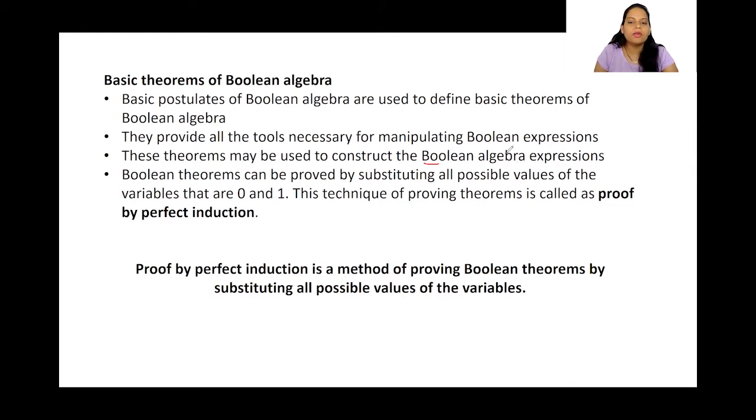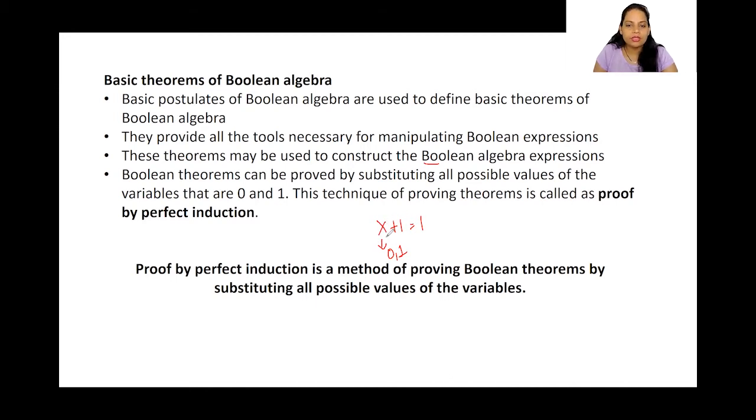Now there are going to be certain statements in every law. How are we going to prove them? Boolean theorems can be proved by substituting all the possible values of the variables, that are 0 and 1. Suppose we get an expression x plus 1 equals 1. How are we going to prove this? For a particular variable x, we take all the possible values. And we know that in Boolean algebra, the possible values for a given Boolean variable are always 0 and 1. So that is how we are going to prove.